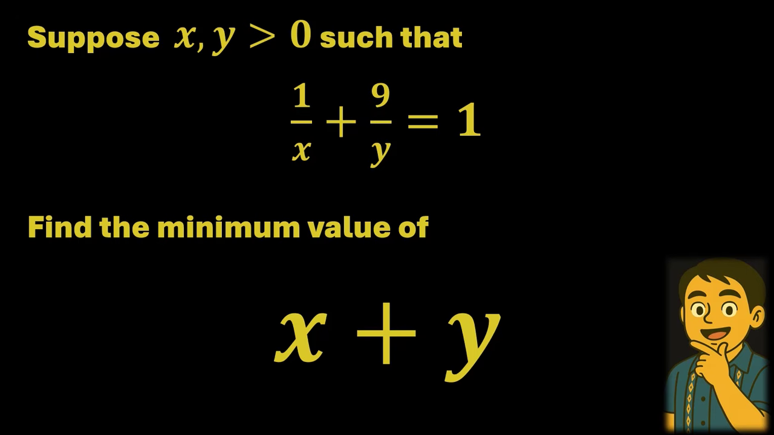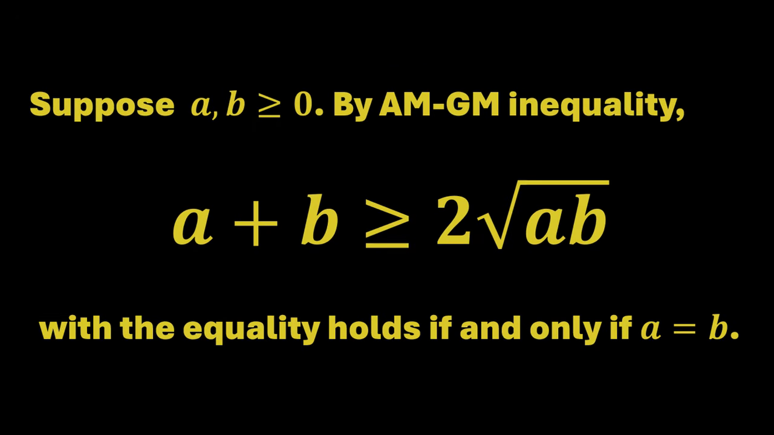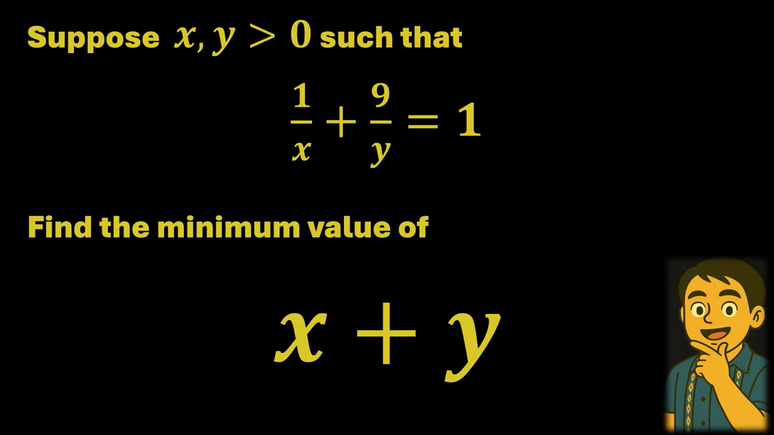Everyone, here is today's problem. Suppose x and y are positive such that 1 over x plus 9 over y equals 1. You're asked to find the minimum value of x plus y. This question is truly for beginners in AM-GM inequality. Let's give it a try and check your answer after that.